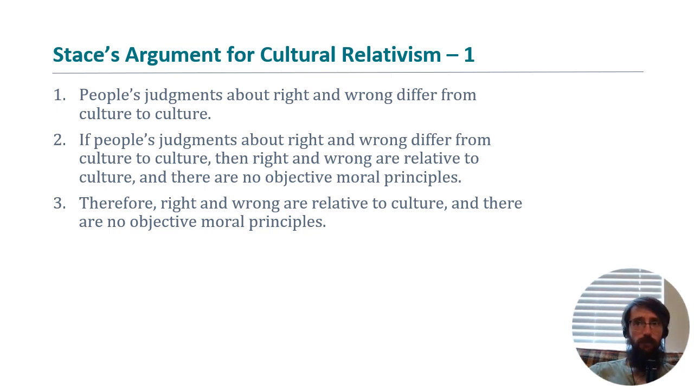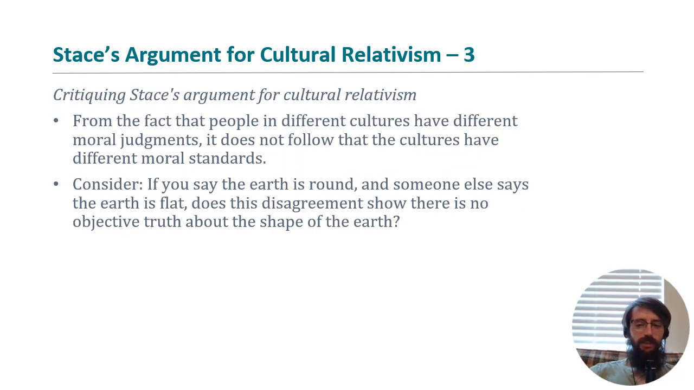So we're starting from premises that cite differences in belief, differences in judgment around the world, and then we're arriving at a conclusion about rightness and wrongness themselves. The idea is that the rightness or wrongness of an action itself is determined by what most people in the culture think. But is this argument any good? Is this a logically convincing argument for cultural relativism? Well, it doesn't seem like it is.